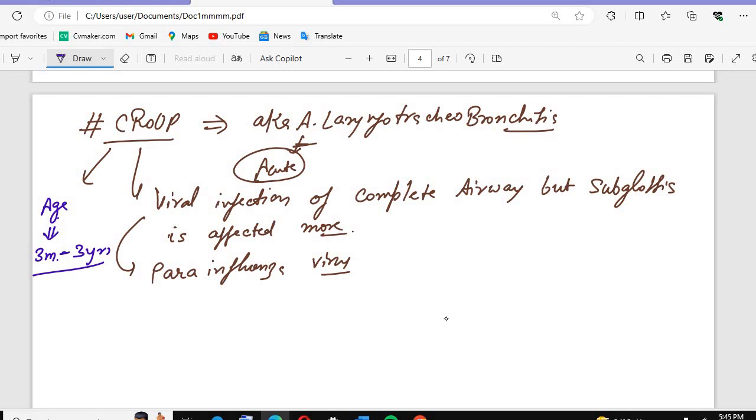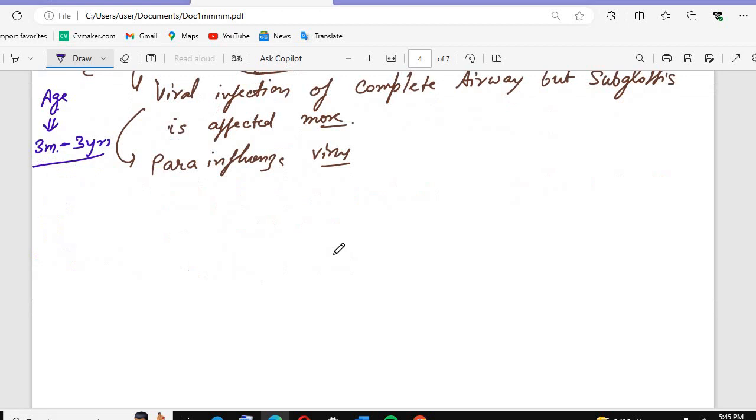Is it a viral infection? Yes sir. Is it a viral infection of the complete airway? Yes, it is a viral infection of the complete airway, but the subglottis is affected more. Is the virus parainfluenza virus? Yes, that is parainfluenza virus. You are all right.